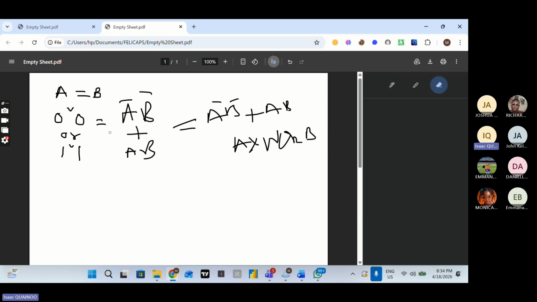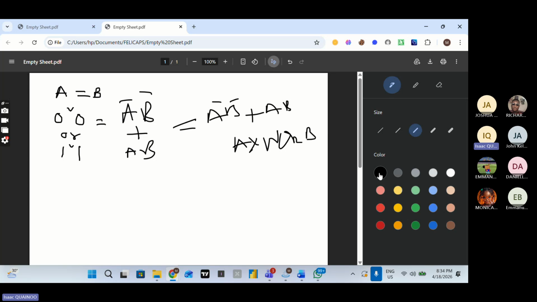And you know you have only two input values, 0 and 1. So A and B can be equal if A is 0 and B is 0, or if A is 1 and B is 1. A, 0 and 0 will be A prime, B prime, plus A, 1 and 1 is A and B. That's all.